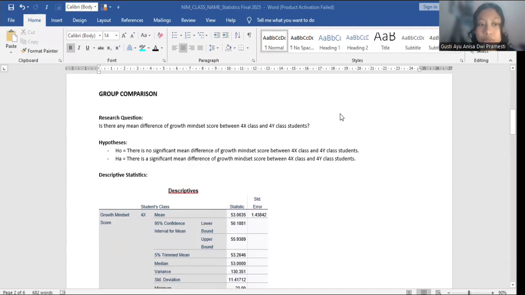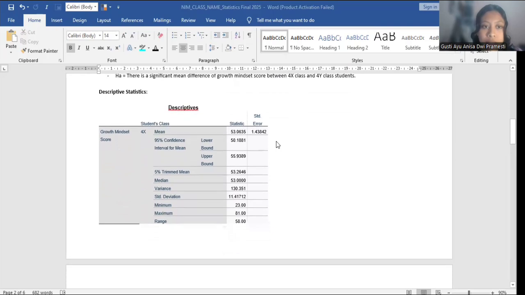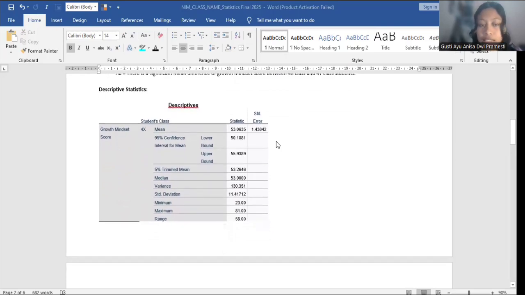For the research question: is there any mean difference of growth mindset score between 4X class and 4Y class students? We have two hypotheses. First, the null hypothesis: there is no significant mean difference of growth mindset score between 4X class and 4Y class students. The alternative hypothesis, HA: there is a significant mean difference of growth mindset score between 4X class and 4Y class students. We can move to the descriptive statistics.